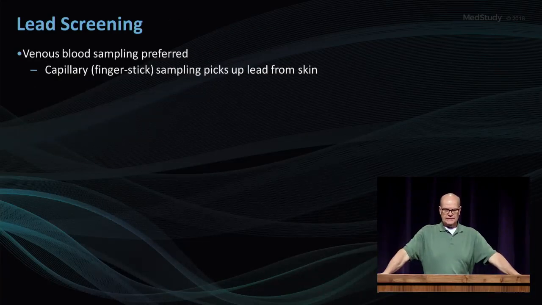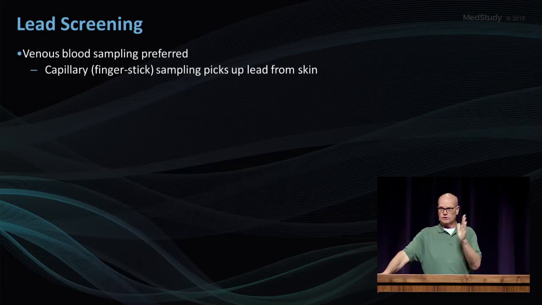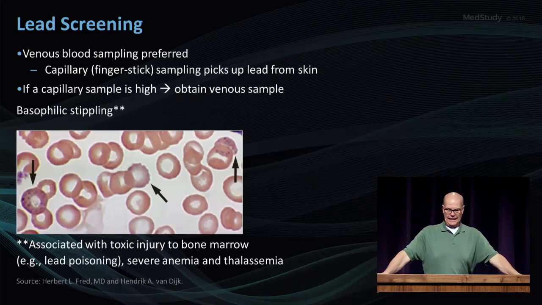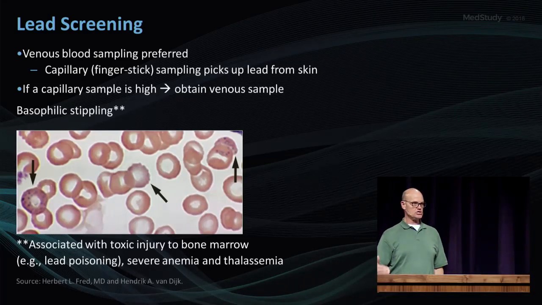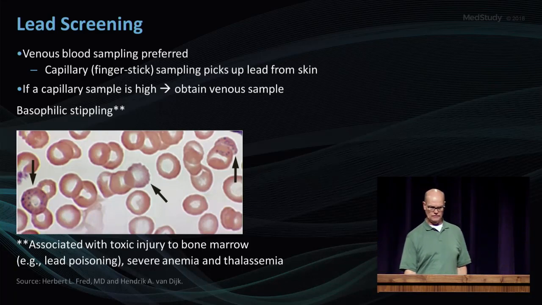Venous blood sampling is preferred for lead screening because capillary sampling tends to pick up lead from skin. So if you're given the choice of one versus the other, always choose venous blood sampling for that reason. And if you do get a capillary specimen, the next best step is not to intervene, but to get a venous blood sample prior to intervention.